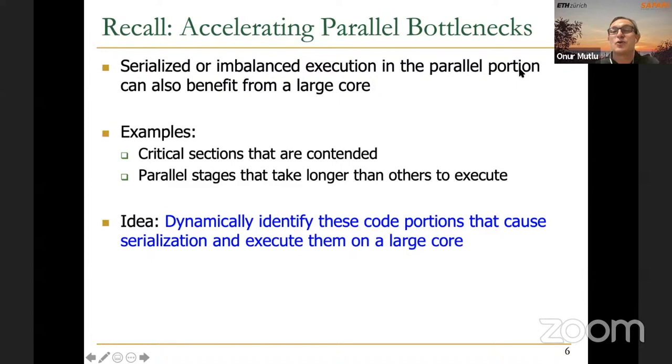So, example bottlenecks we've already discussed over here. But the idea that we're going to pursue is to dynamically identify the core portions that cause serialization and execute them on a large core. And we're going to look at them one by one, if you will.